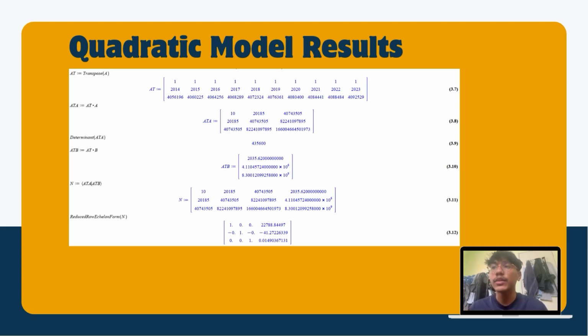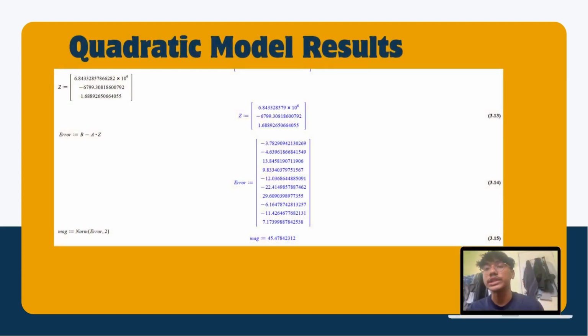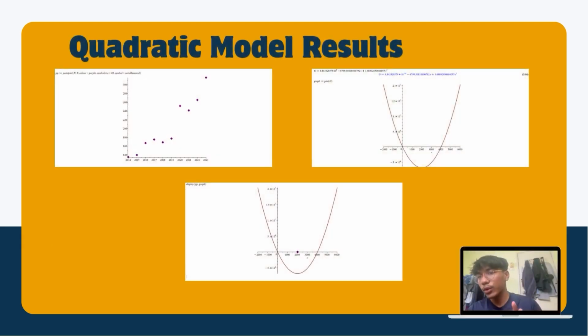And then after I get it, we need to reduce it to reduced row echelon form. When I reduce it, we can get that there is just a unique solution. After we get the unique solution, we take the last column as the value, so we name it z as the value. After we get the value, we must find the error, which is equal to b minus A times z. And then after we get the error, we use Maple to find the magnitude of the error, which is magnitude equal to Norm(error, 2), and then I get the magnitude, which is 45.47842312.